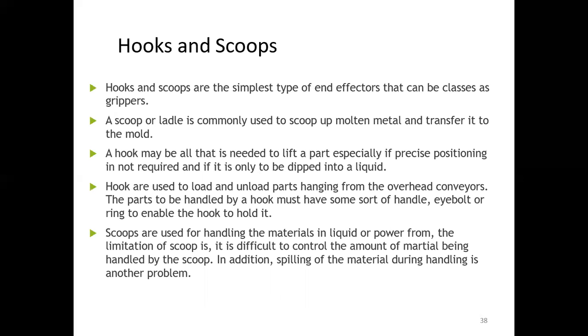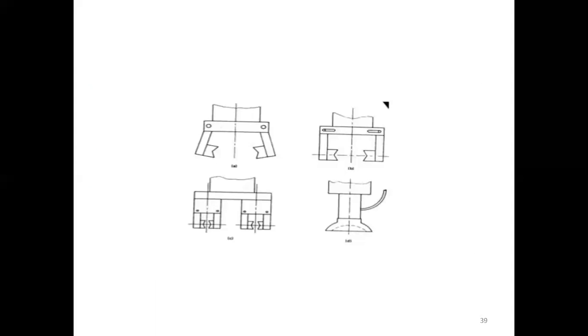Hooks are used to load and unload pots hanging from the overhead conveyors. So the parts to be handled by the hook must have some sort of handle, side bolt or ring to enable the hook to hold it. These are the concepts. These are the examples of hooks.